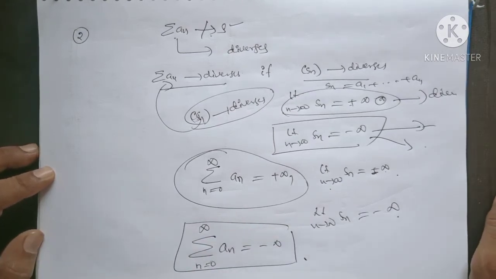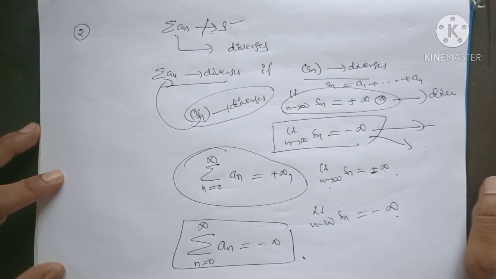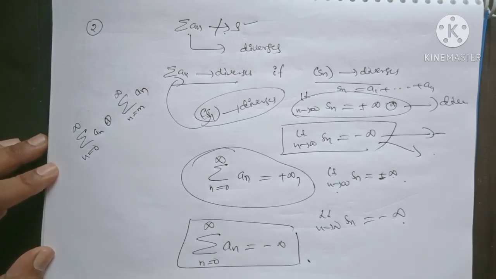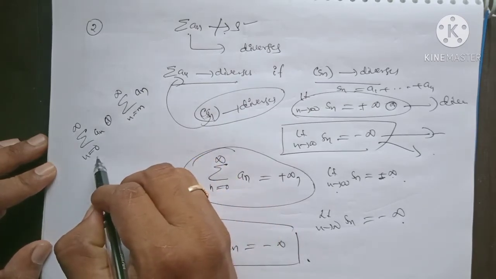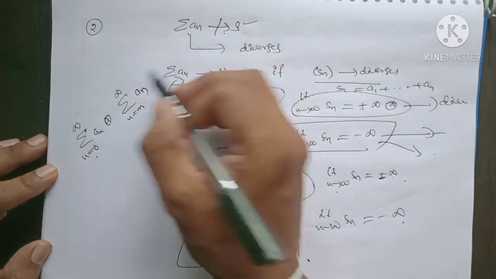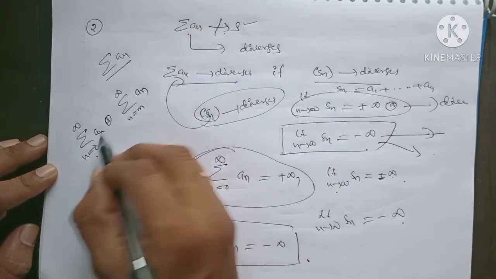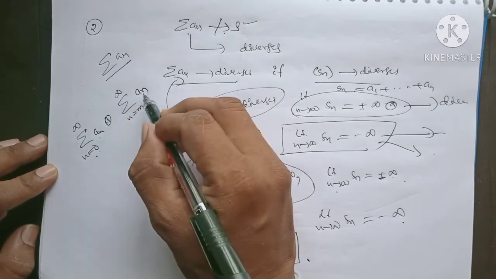Okay, so these are the definitions and behavior of the convergence and divergence of a series. We are always concerned with the properties of an infinite series rather than their exact values, or where the summation begins. Hence we write sigma an instead of summation n is equal to 0 to infinity an, or we can also write summation n is equal to m to infinity an.